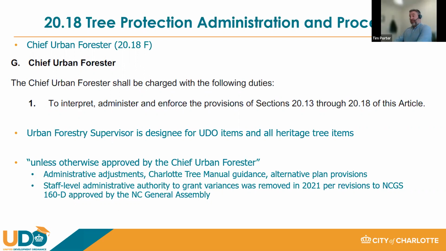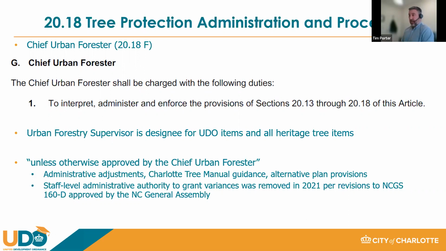I did want to note that in summer of 2021, the General Assembly revised General Statute 160D. And that connected and covered a lot of things in the land development world, but something particular to the urban forestry group, well, I should say the entire tree canopy world for the city, is that it removed staff level administrative authority to grant variances or to make decisions that are significant deviations from stated requirements and stated standards. That ability no longer exists.